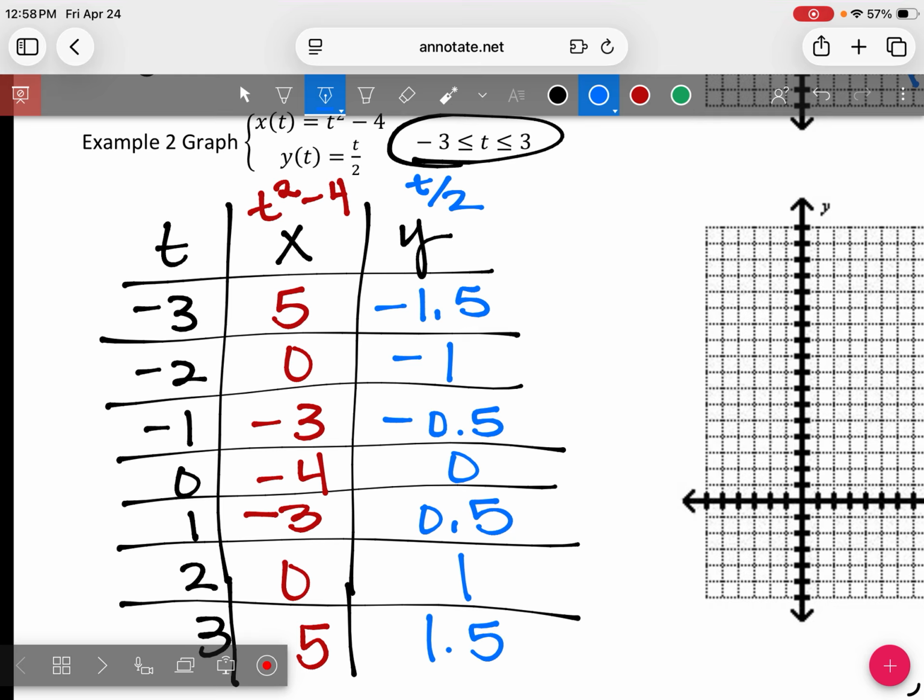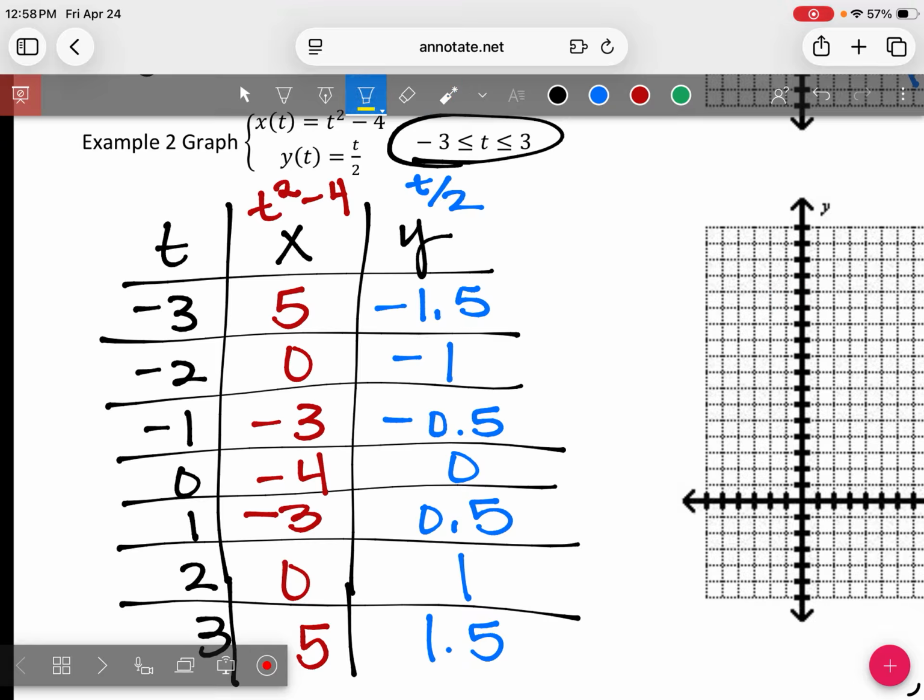Now, after you make your table, I want you to notice I didn't put numbers on here for a reason, because you can decide what you want to count by. When I notice that my Y values are counting by a half, to make it easier, I'm going to count by a half on my Y axis.